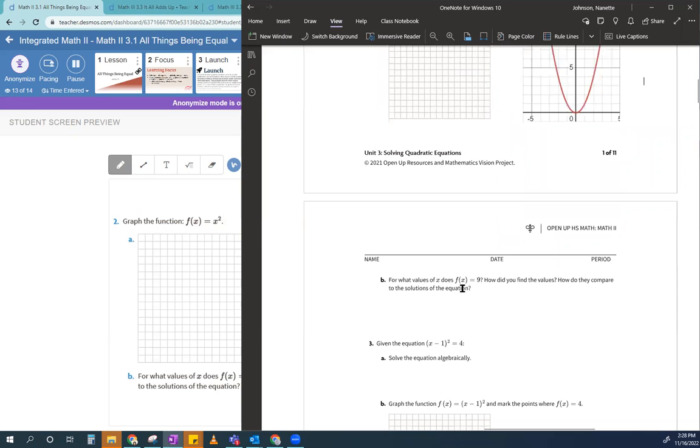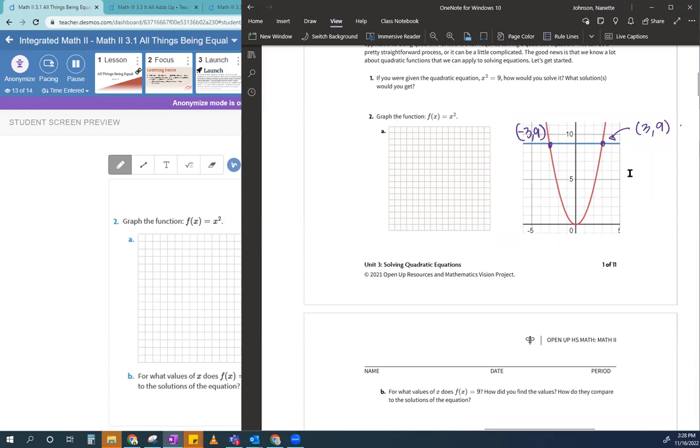Okay. So how did you find those values? What did you guys tell me to look for? It says, how did you find these values on this graph? What did you look for? Wait, what did you guys tell me? And then I pointed, someone said, oh, it's at 3 and -3. What did you guys say? It's where they what? Not intersect, right? It's where they intersect.